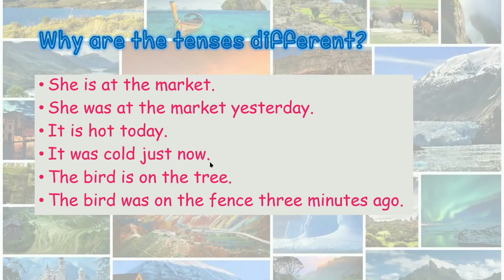Why are some sentences using is while some are using was? Do you know? Yes, you are right. We use was when we are talking about something that happened in the past. For example, yesterday, just now, 3 minutes ago. These phrases tell us that the actions were done in the past.